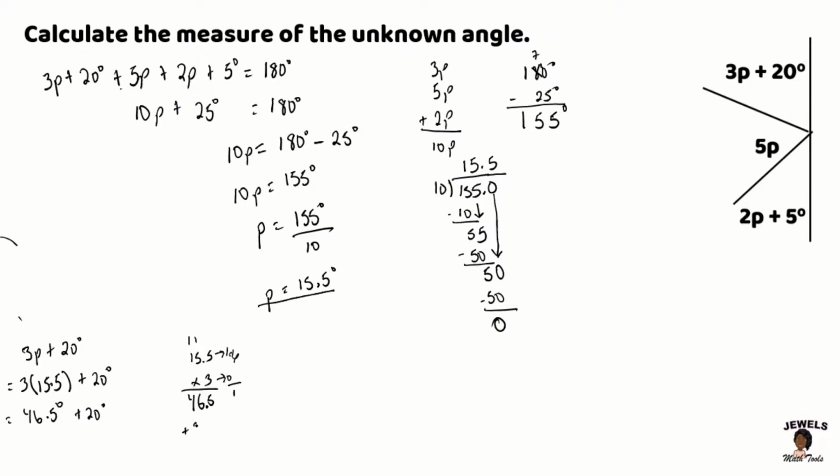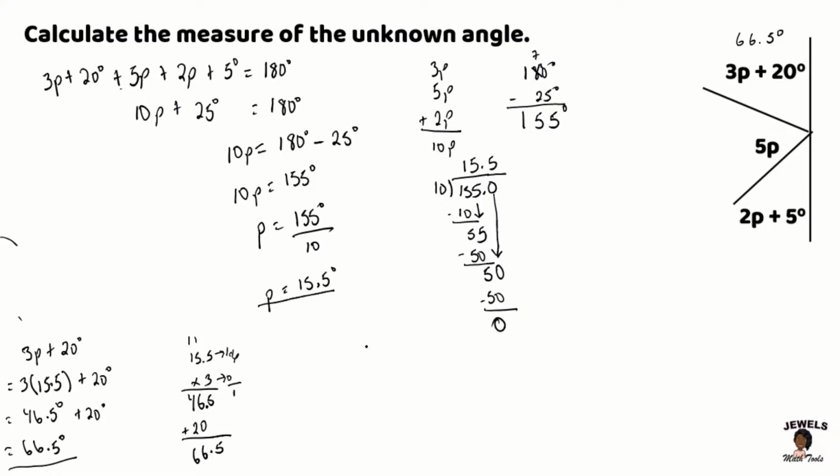So we're adding 20. We're going to bring down our 5, bring down our decimal point. 6 plus 0 is 6. 4 plus 2 is 6. And this angle's measure is equal to 66.5 degrees. Okay, so we found the measure of the first part of our angle, which is 66.5 degrees.